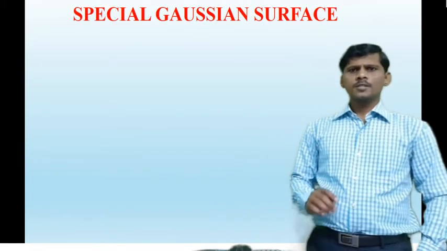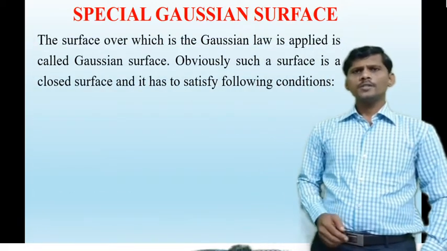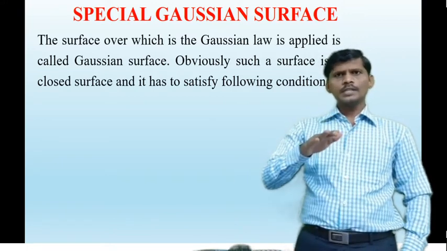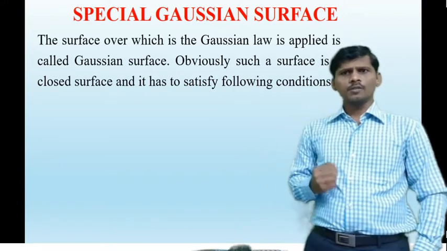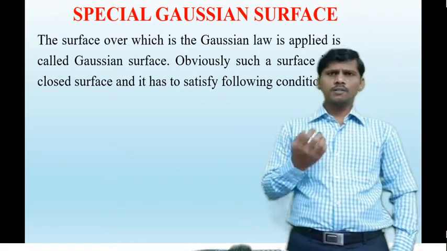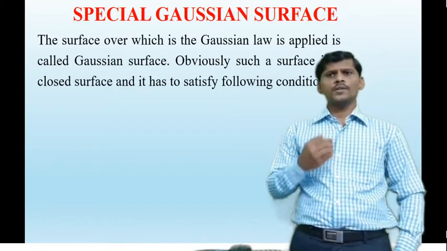Next one is special Gaussian surface. The surface over which Gauss law is applied is called a Gaussian surface. Obviously, such a surface is a closed surface and it has to satisfy the following conditions.